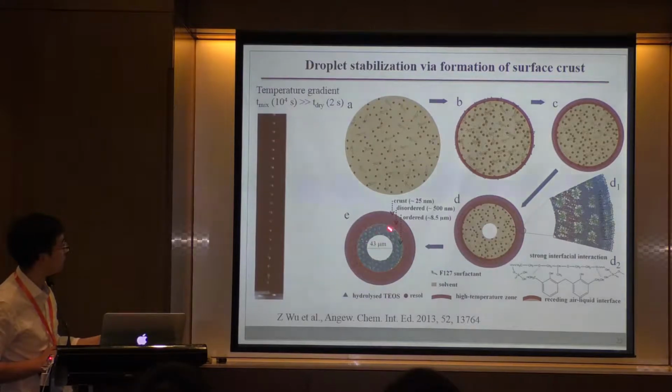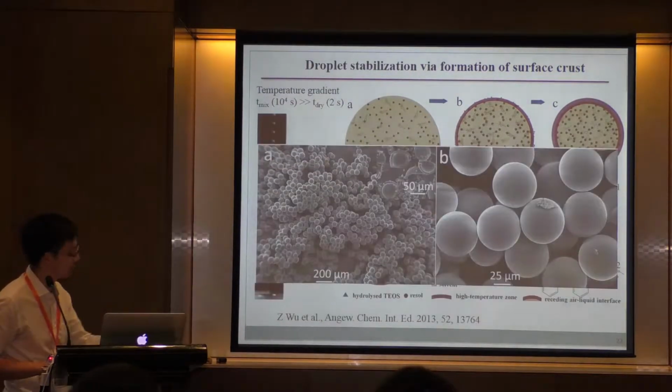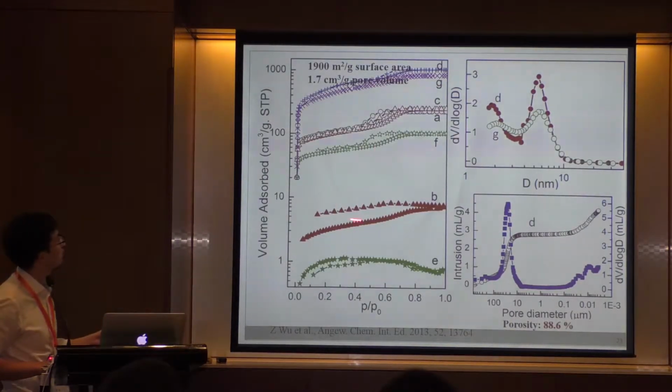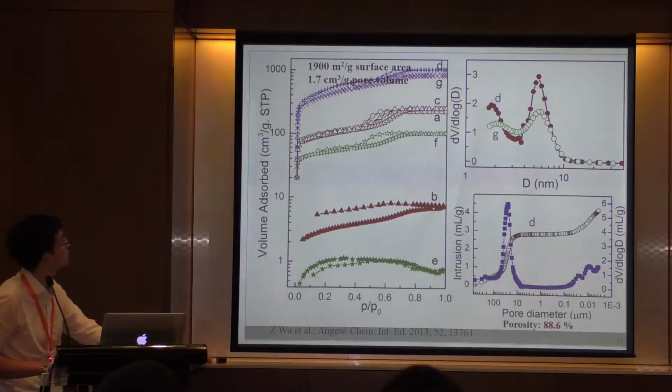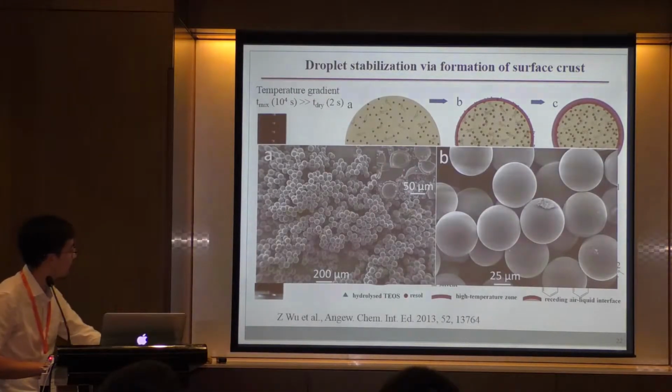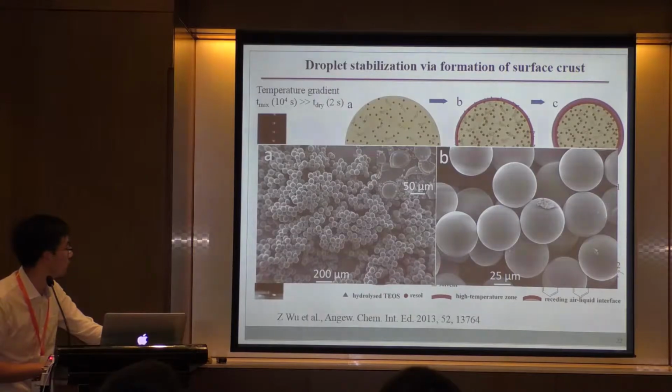We are not going into the mechanism. And we get this kind of microsphere. Then we do carbonization and remove the silica template. Then we will get carbon microspheres like this, very uniform microspheres like these ones. And if we look at the surface area, it can be up to about 2,000 square meters per gram. Pore volume is about 1.7. And this kind of microsphere is hollow inside. Of course, we can also get solid microspheres.